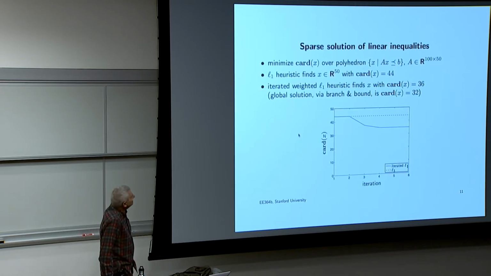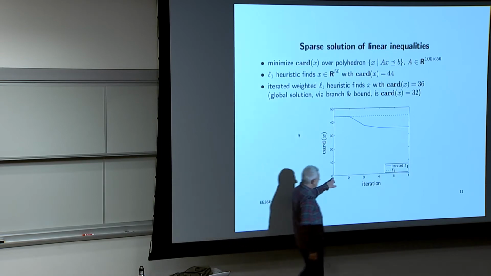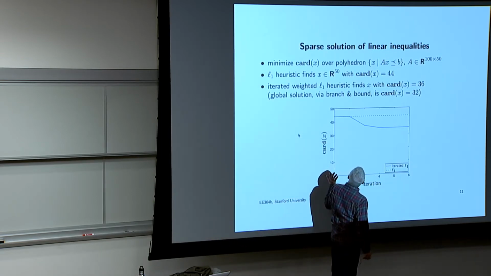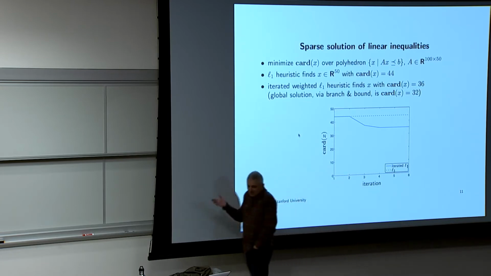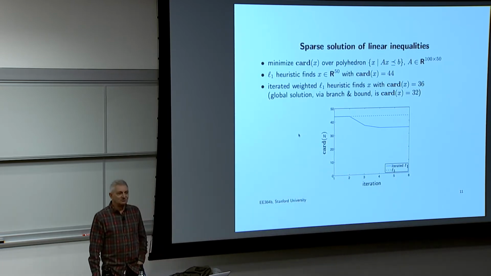So, here would be a baby example: we want to find a sparse solution in a polyhedron, right? Of a set of linear inequalities. So what we do is we start with the L1 heuristic, and you come back with something that has cardinality 44, whatever, it doesn't matter. If you run this iterated L1 heuristic, these are the iterations, what you can see is, in 3-4 steps, you've got something with a cardinality of 36, right? By the way, for this problem, for fun, we just solved it globally, and the global solution is 32.